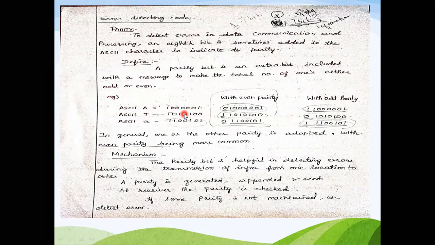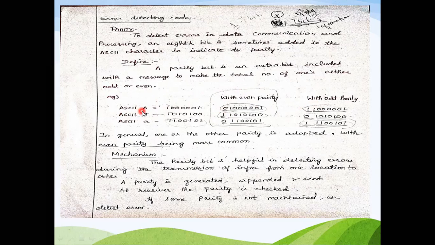And if I want to make this ASCII code even parity, or if I want to make this ASCII code odd parity, what is that one extra bit I need to add? So what should be the parity bit that is to be added in order to make the ASCII code for A even parity or odd parity?